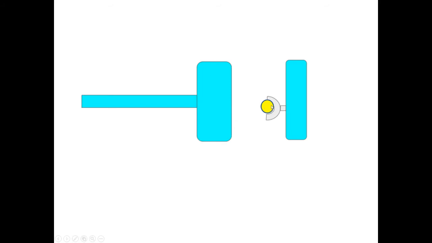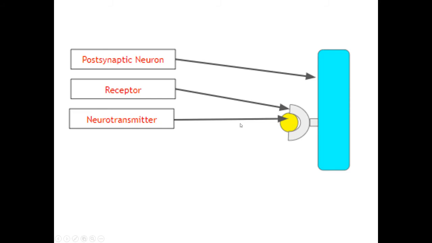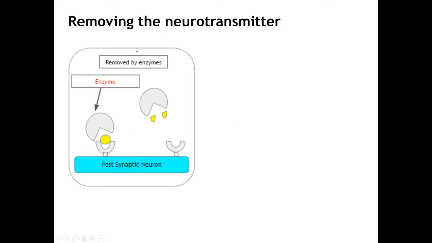What we don't want is this single neurotransmitter to send multiple signals down the postsynaptic neuron, because this means we're going to get a continual stimulation. And if, for example, this was a pain stimulus, one pain impulse, we don't want that to become 1,000 pain impulses on the other side. So we have to remove the neurotransmitter.